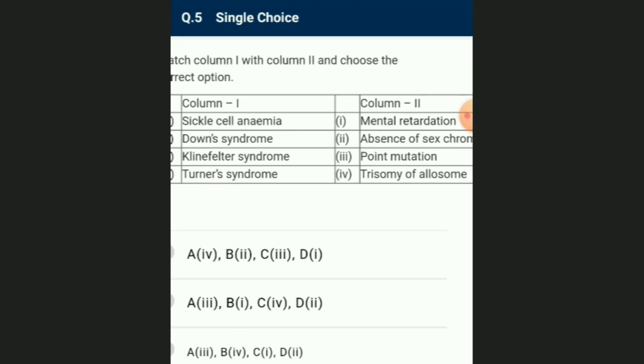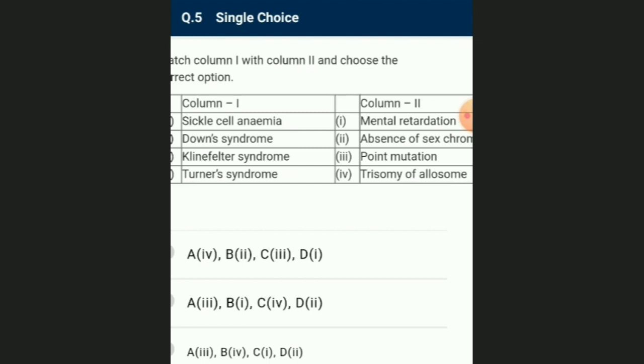Second one is Down syndrome. It was first described in 1866 by Langdon Down. The disorder develops due to trisomy of chromosome number 21. The disease is also known as Mongolian idiocy. It is an autosomal chromosomal abnormality.